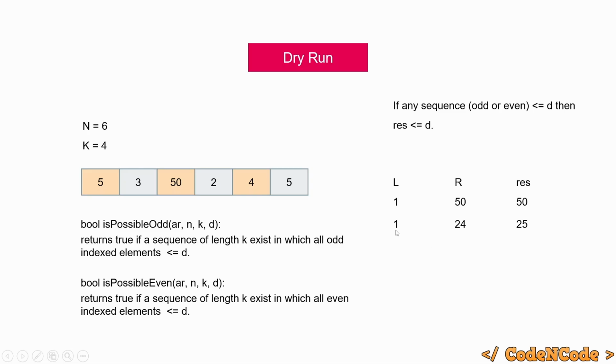Again, the same thing will happen. The new mid will be 12. So again, you'll check whether any odd or even subsequence exists such that all of its elements are less than or equal to 12.